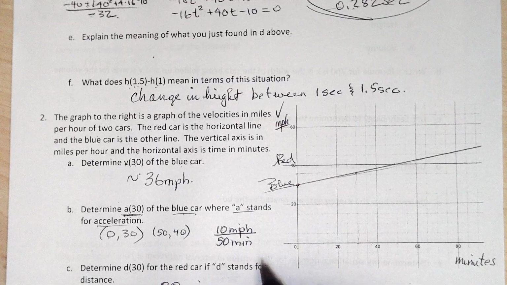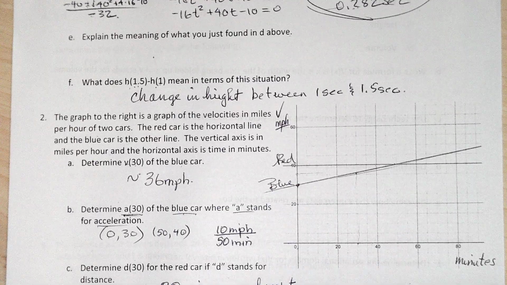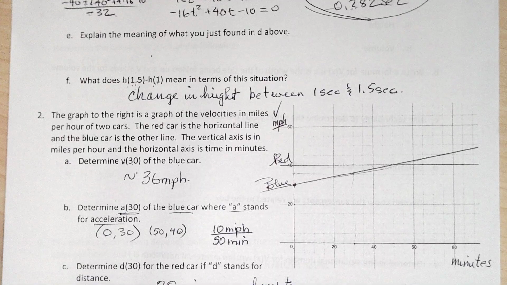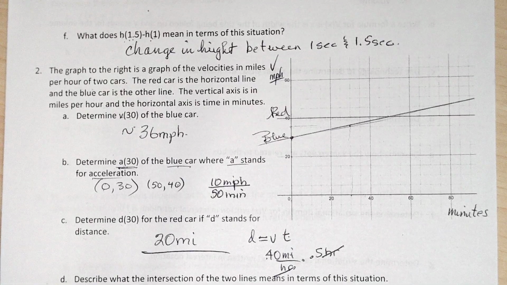Now, if you want to look at that, the distance is the velocity times time. The velocity is 40 miles per hour. And so if we're going to multiply by time, time needs to be in hours. And so 30 minutes is 0.5 hours. And the hours cancel. 0.5 times 40 is 20 miles. Sorry, I did that off the screen there.